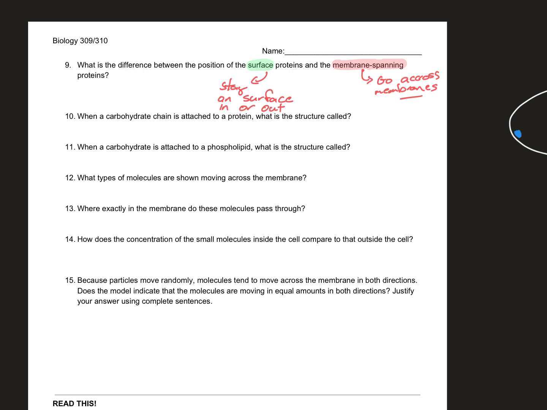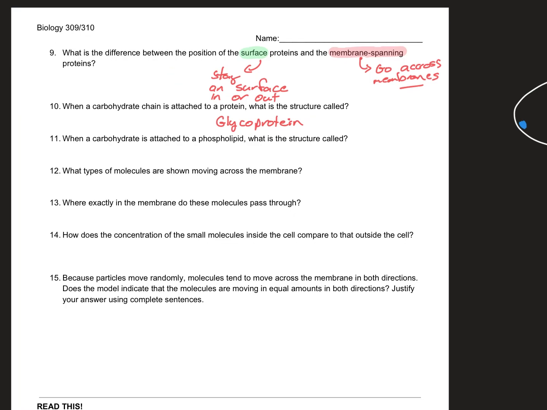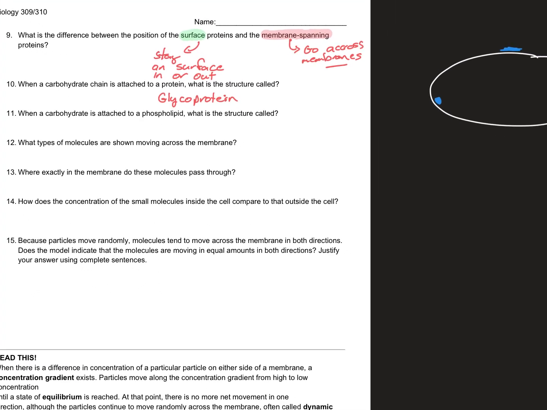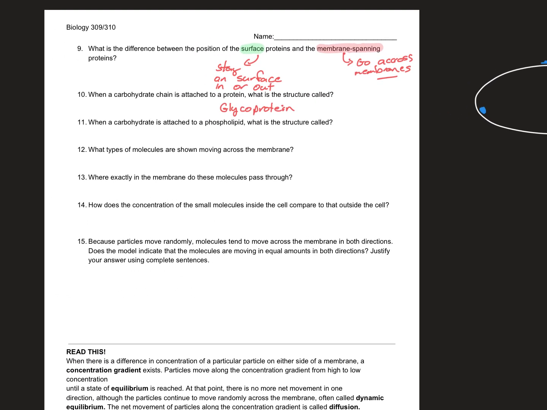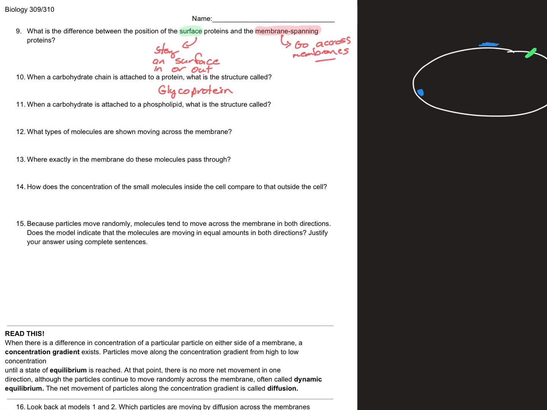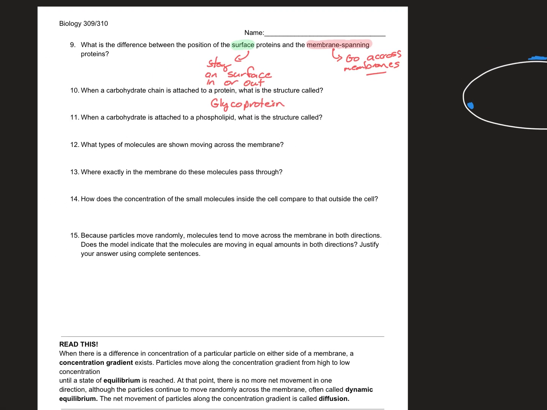When a carbohydrate chain is attached to protein, what's it called? It's a glycolipid. The protein? Oh, glycoprotein. Sorry, yes, my bad. So you have some protein, and it's covalently bonded to sugar. I'm not going to draw it, but just so you know, you have a protein and a sugar on it. And the sugar can be a whole chain of sugars, right? Yeah. We know they can be a polysaccharide, oligosaccharide, what have you.